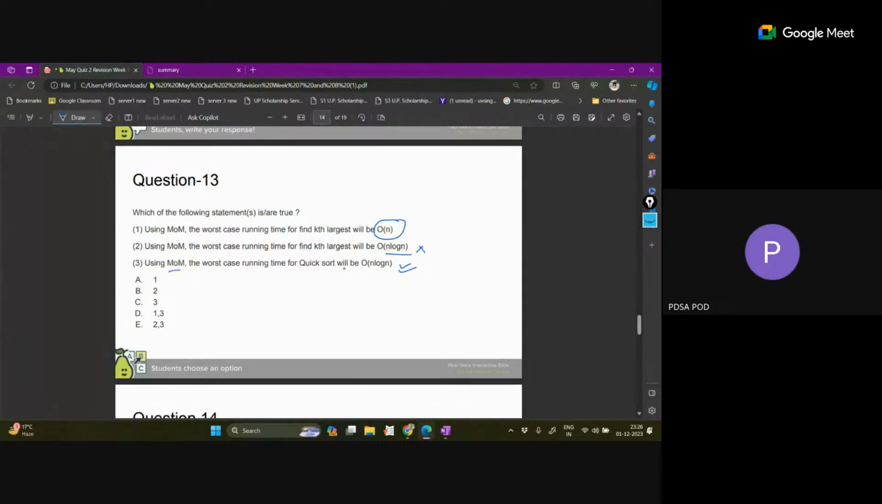So just remember this property. When we are using MOM, that means we are finding the pivot and that will come in the middle, so that will become the best case.